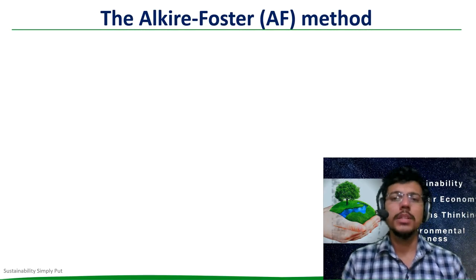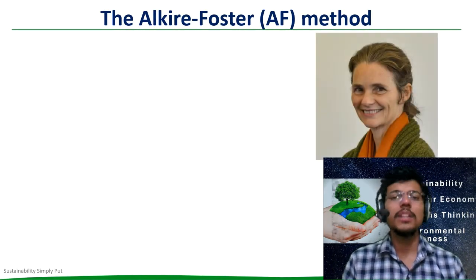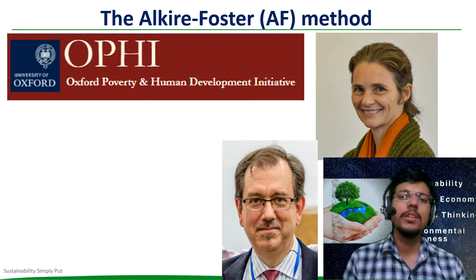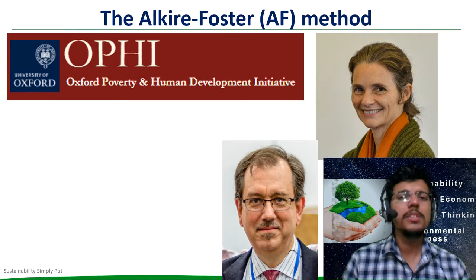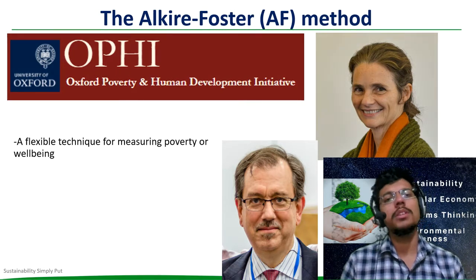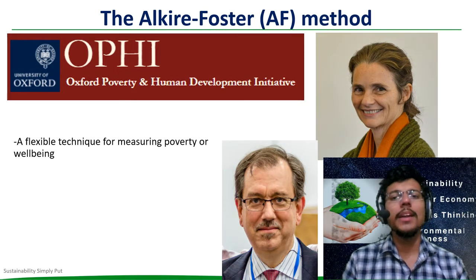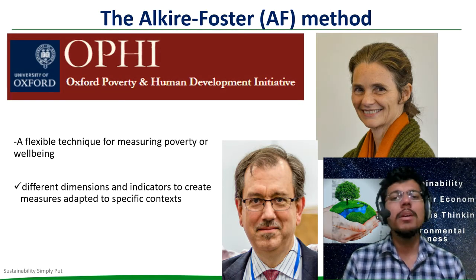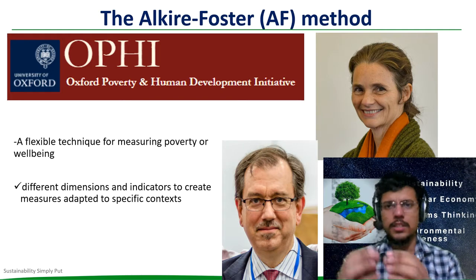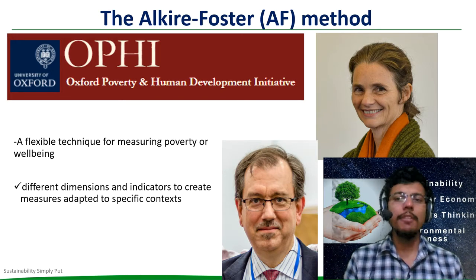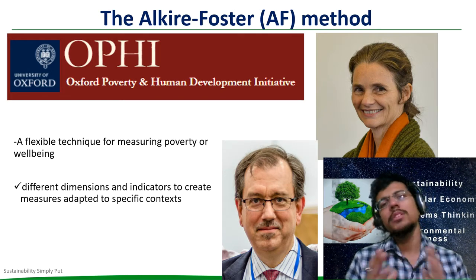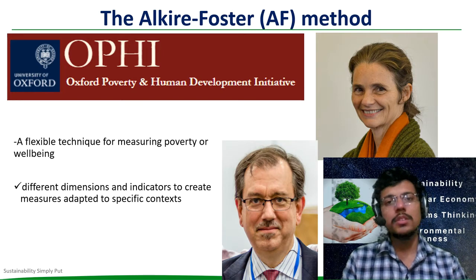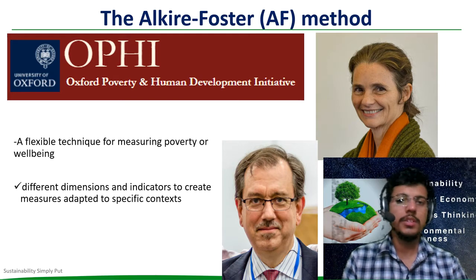The Alkire-Foster method was developed by Sabina Alkire and James Foster at OPHI, that is the Oxford Poverty and Human Development Initiative. It is a flexible technique for measuring poverty or well-being. It can incorporate different dimensions and indicators to create measures adapted to specific contexts. This means the AF method can be used in several different ways. Employing a variant of the Alkire-Foster method, the Gross National Happiness Index is generated.